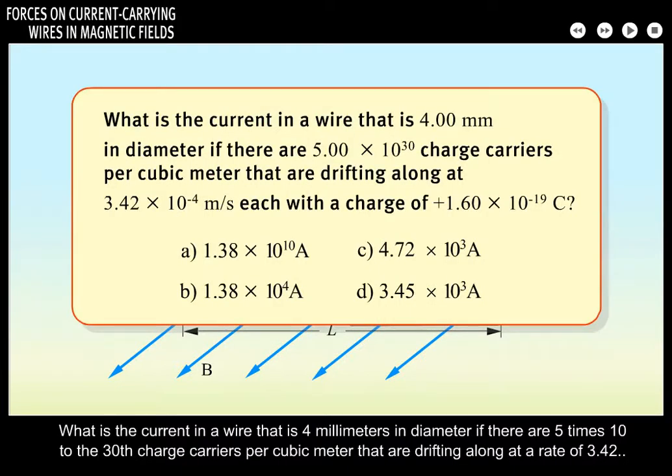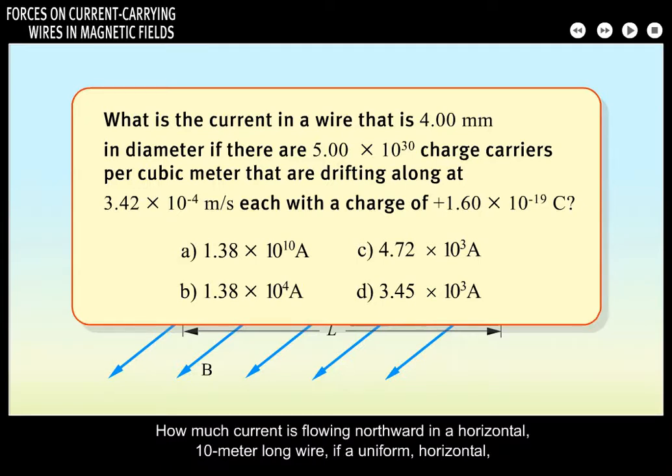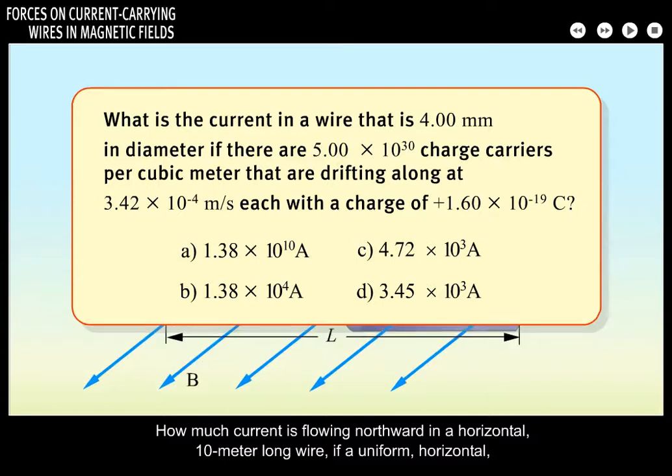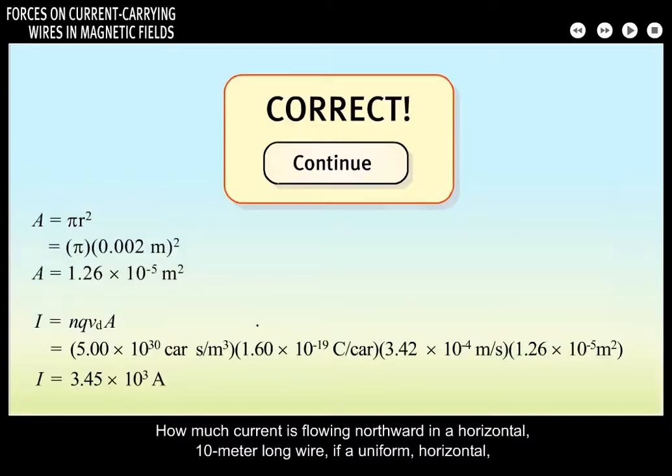What is the current in a wire that is 4 millimeters in diameter if there are 5 times 10 to the 30th charge carriers per cubic meter that are drifting along at a rate of 3.42 times 10 to the negative 4th meters per second, each with a positive charge of 1.60 times 10 to the negative 10th coulombs? Correct.